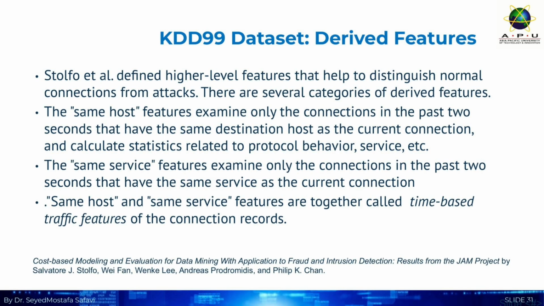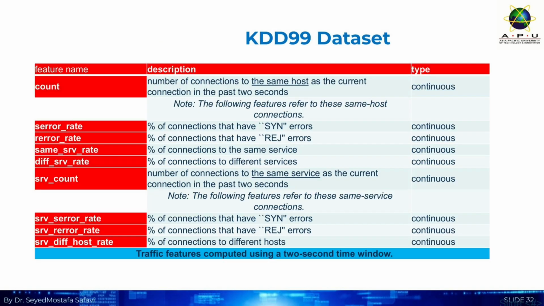The KDD99 dataset also includes derived features, which are statistics calculated based on the behavior of connections to the same host or the same service in a 2-second window. This emphasizes that these derived features are the first example of applying domain knowledge, human expertise about networks, to the data to make the machine learning task much easier and more accurate.